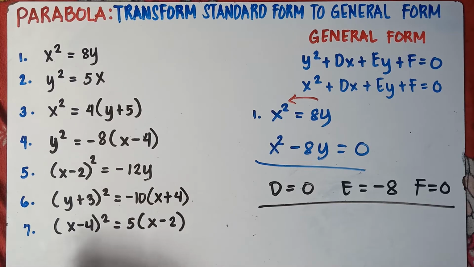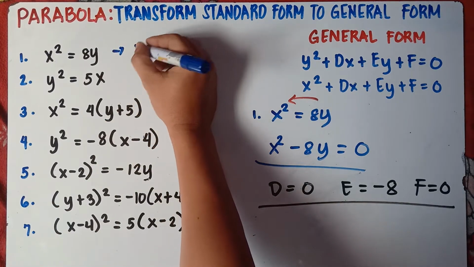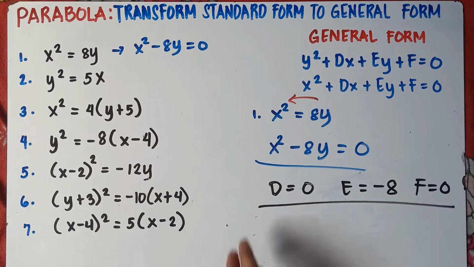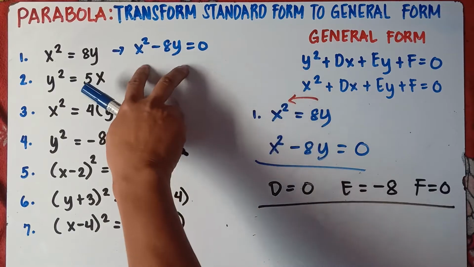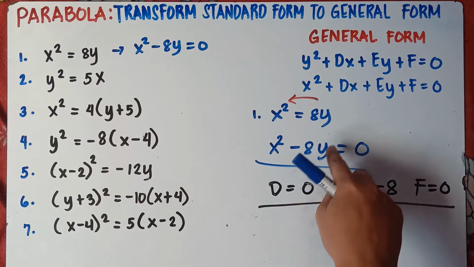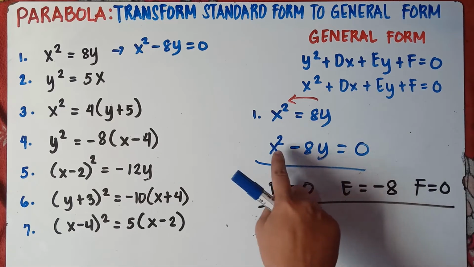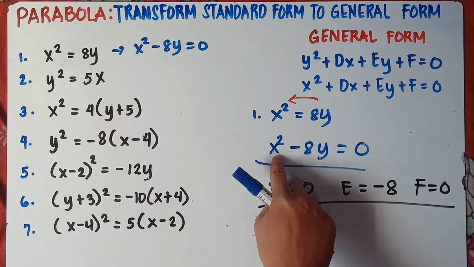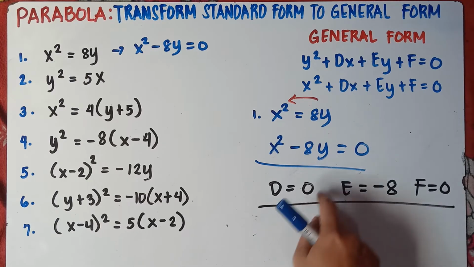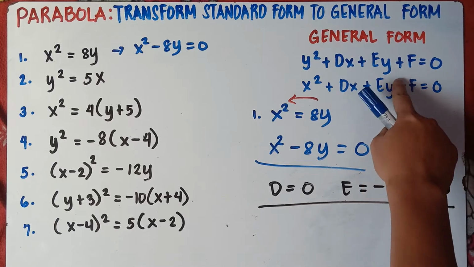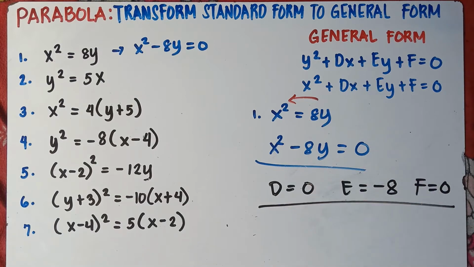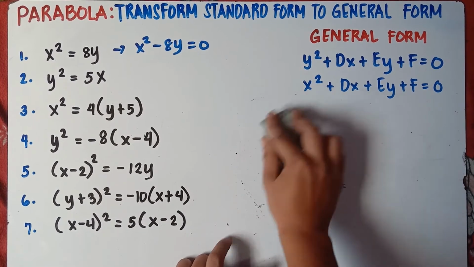Alright, so let me write the answer here. The answer will be x squared minus 8y equals 0. I will just not write D, E, F class because we don't have enough space. So that would be the answer for number 1. But our D is 0. We don't have a number beside x with the exponent of 1. The exponent of x is 1. We have x squared, which we call the quadratic term, because the exponent is 2. And we don't have x with exponent of 1. So D is 0. And our E is beside y with exponent of 1. It's negative 8. And our F, we don't have a number alone for the constant. That is 0. Alright, so let's answer number 2.